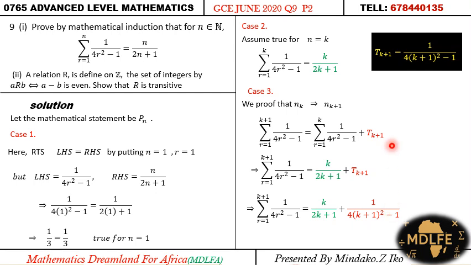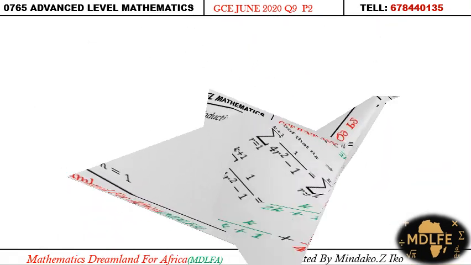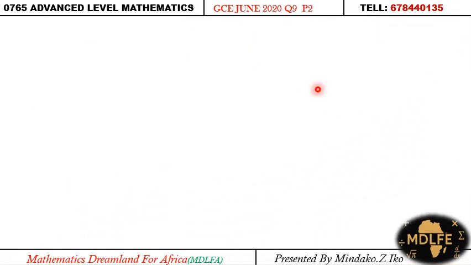This k plus 1 term is very important, because even in further math sequence and series, some students get confused here. All right, so let's continue. This is where we ended. Now there is an important result here.